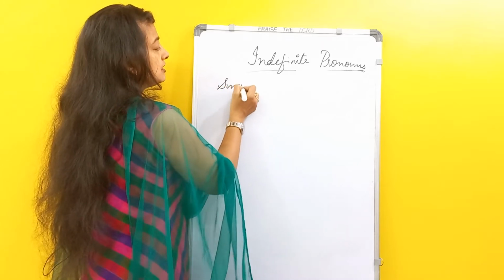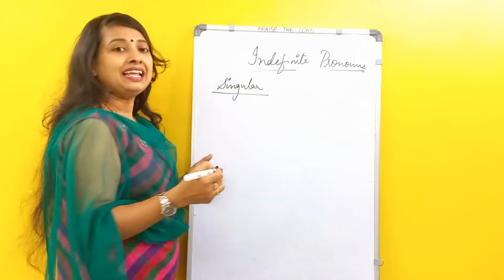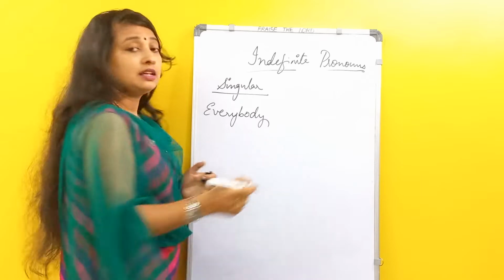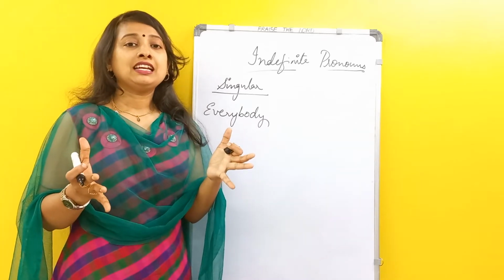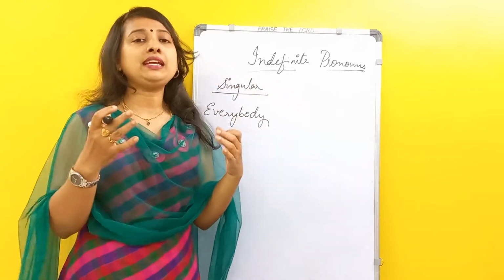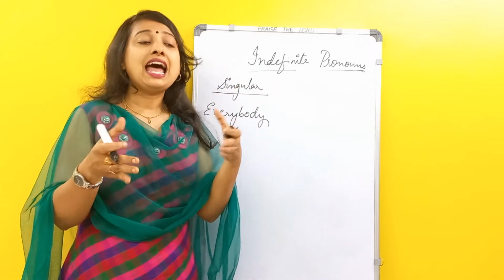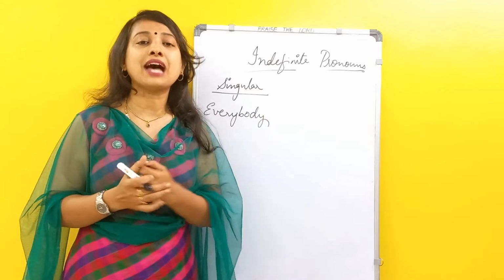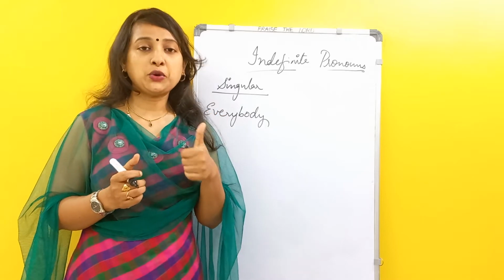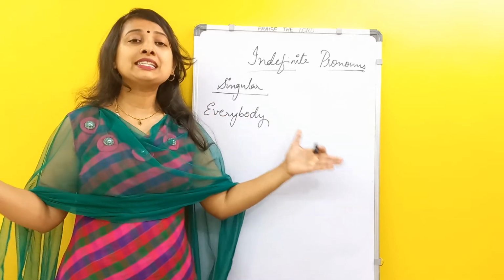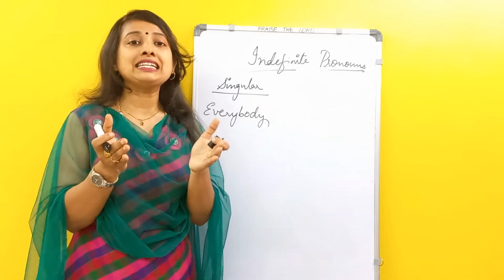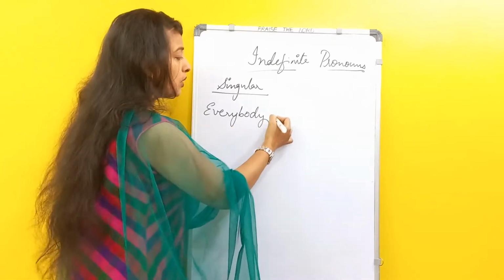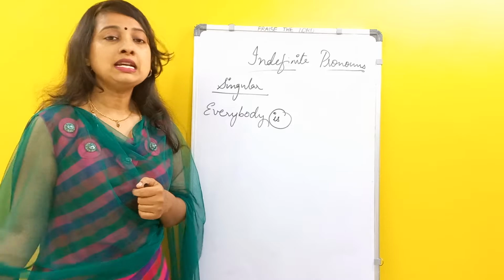Now, singular. If we say everybody, though we are talking about so many, it is taken as a single unit. Everybody is present. You won't say everybody are present. You should not use are, you should only use is. Though it is about many, it is still taken as a single unit, so it is called singular. Everybody is present. You have to use a singular verb along with this.